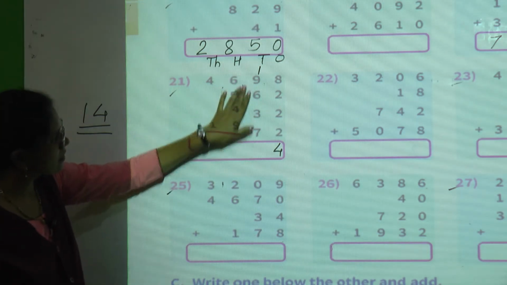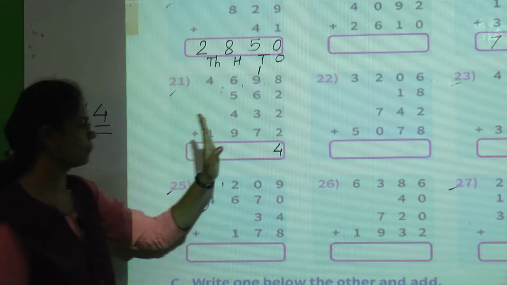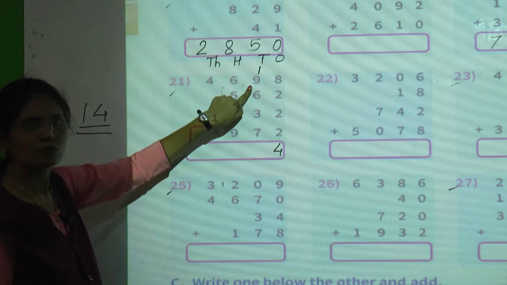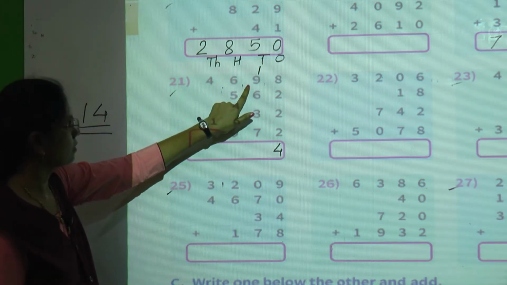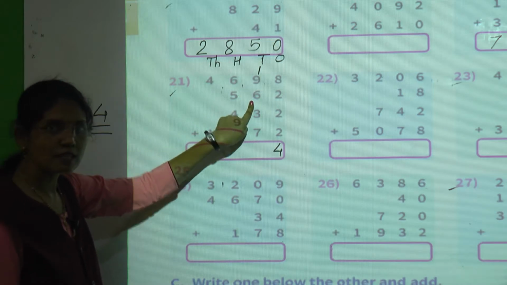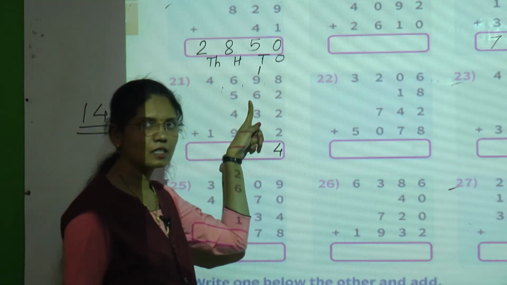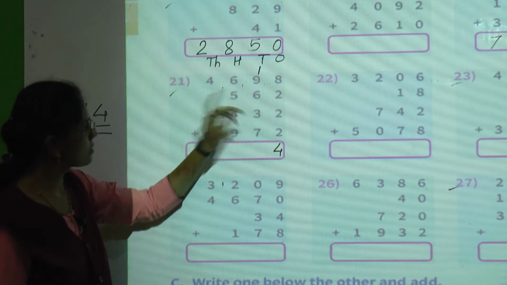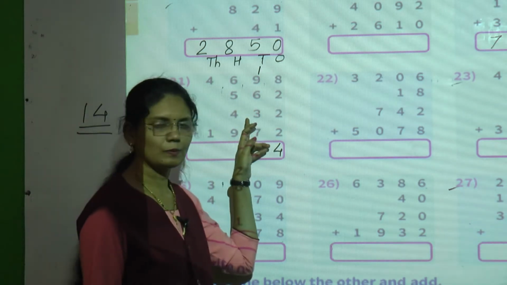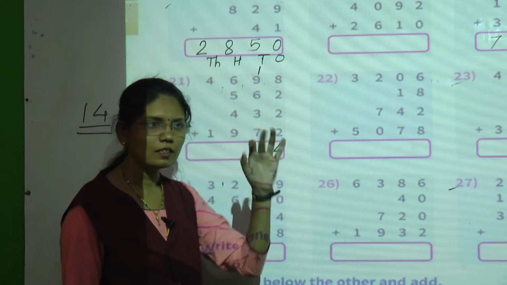We will add all these digits. 1 plus 9, 10. 10 plus 6, after 10 count your 6 fingers. 10 plus 6, 16. 16 plus 3, 17, 18, 19.